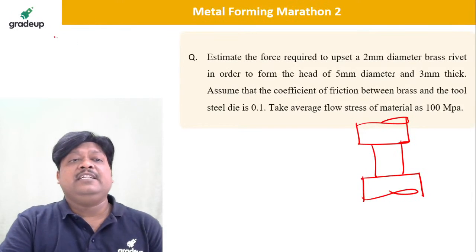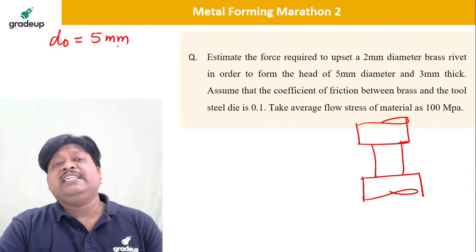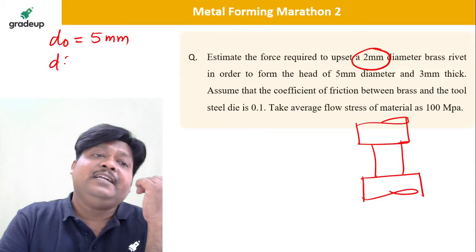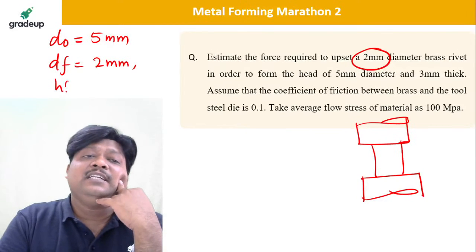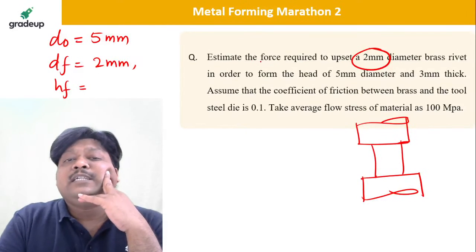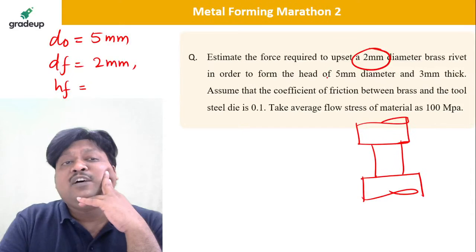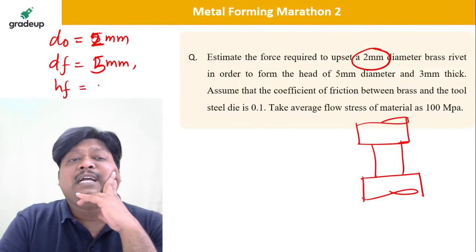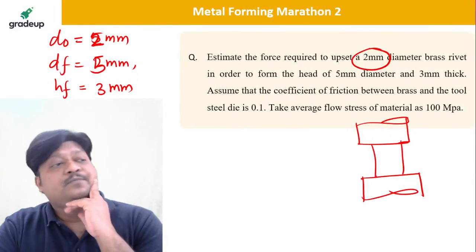So initial diameter D original of the head is how much? 5 mm. Okay. How much is it thick? Height is given. So where do you have to upset? You have to upset at 2 mm. D final is equal to 2 mm. And what thickness H final do you need? Estimate the force required to upset a 2 mm diameter brass rivet in order to form the head. So initial diameter is 2 mm, final diameter is 5 mm, and final height is 3 mm. Okay. Very nice. Others, very good.